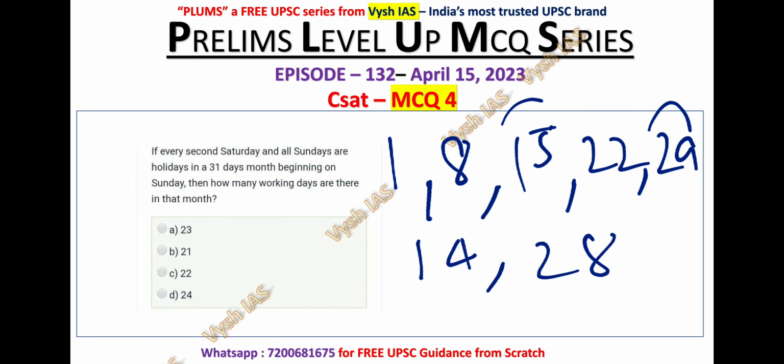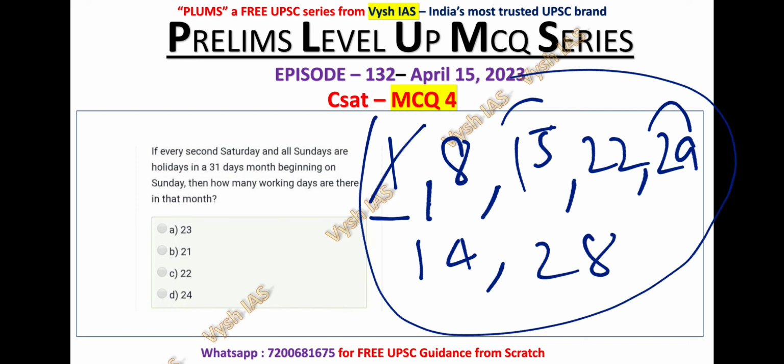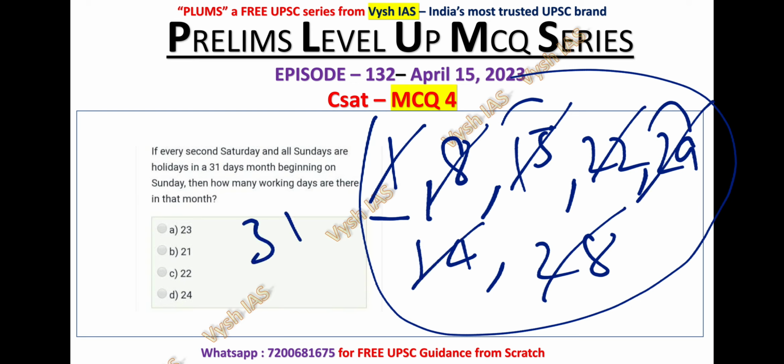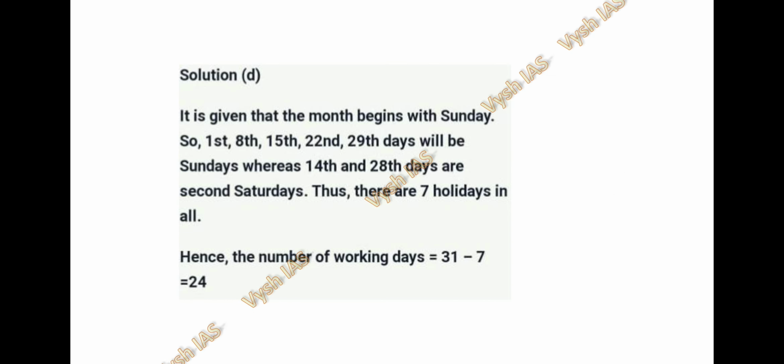that is 28. So there are total of how many holidays? 1, 2, 3, 4, 5, 6, 7. 7 holidays are there out of 31 days. So 31 minus 7, that is 24 are the working days. The total working days are 31 minus 7, that is 24. That is option D is the correct answer for question number 4.